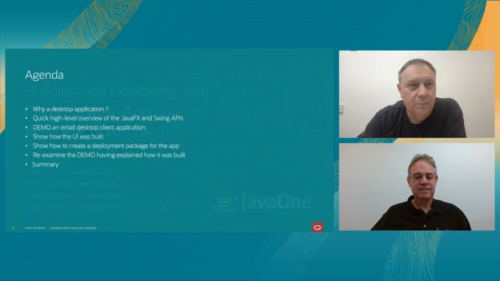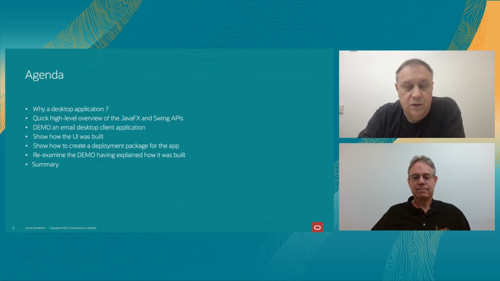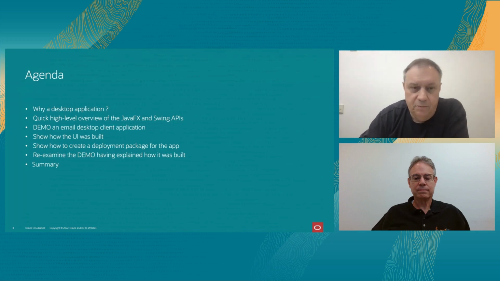So without further ado, let me move on to our agenda for today. The first question is why a desktop application? And then we'll move on to a very quick, very high level overview of the JavaFX and Swing APIs. We'll then switch to a demo of an email client application. We'll walk through showing how the UI was built. We'll show how to deploy that, how to build the deployment package and deploy it. And time permitting, we'll have another look at the demo again, and then we'll summarize what we've talked about.